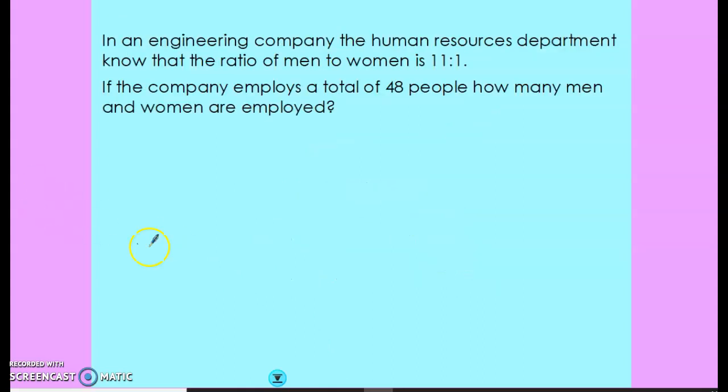Okay, let's try another one like that. In an engineering company, the human resources department know the ratio of men to women is 11 to 1. If the company employs a total of 48 people, how many women and men are employed?